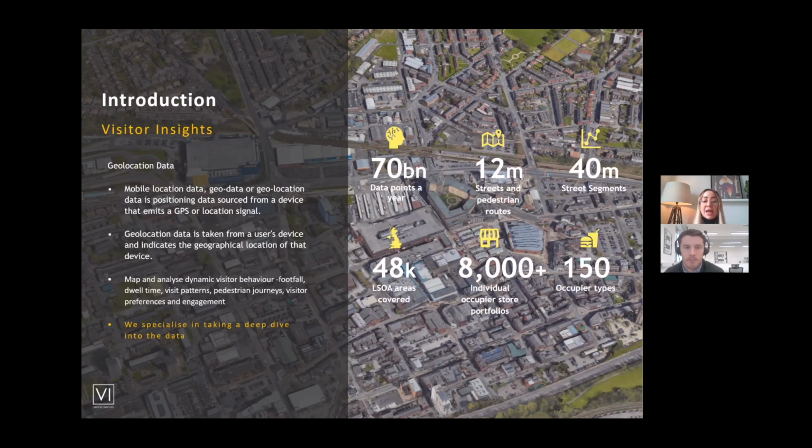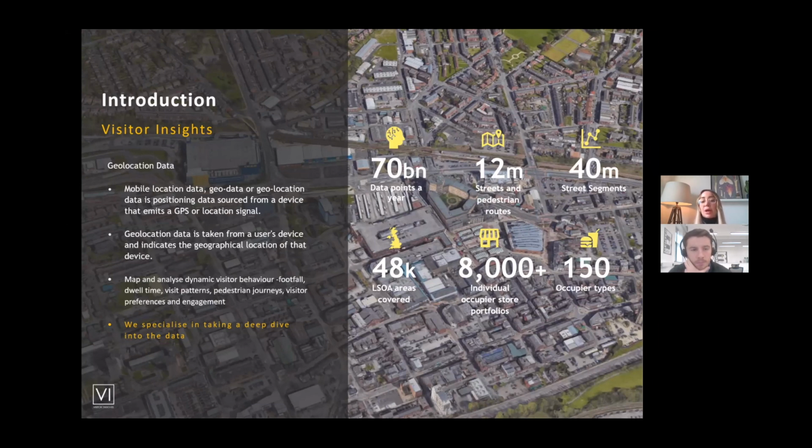We are a geolocation data company. What that means at a high level is we take signals that are emitted from handheld devices via GPS to satellites to build a picture of human movement throughout the entirety of the UK. So we look at footfall and an understanding of movement, but it's a lot more than just footfall. It's information around how people move around space, the locations they interact with, where else they're going when they're not in an area, where they come from, where they go to. So essentially we're mapping and analysing dynamic visitor behaviour that gives you a bit more than just footfall.